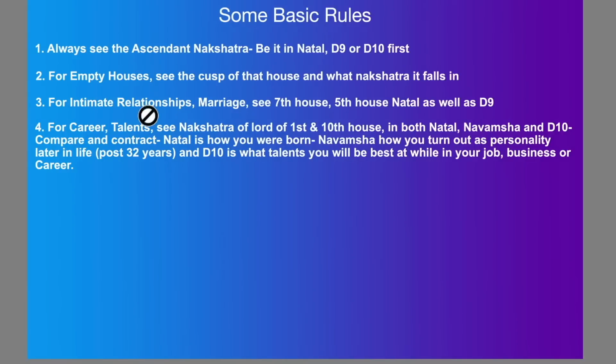Number 3, for intimate relationships, marriage, see the 7th house, 5th house, natal as well as D9, and the nakshatras thereof or the planets sitting thereof. For career talents, see the nakshatra of the Lord of the 1st and 10th house in natal, Navamsha and D10. Compare and contrast. Natal is how you were born. Navamsha is how you turn out as a personality later in life, post 32 or 36 years of age. And D10 is what talents, how you will be using the nakshatra talents in your career, in your business, in your job. So this being the basic set of rules and introduction, let's get started.